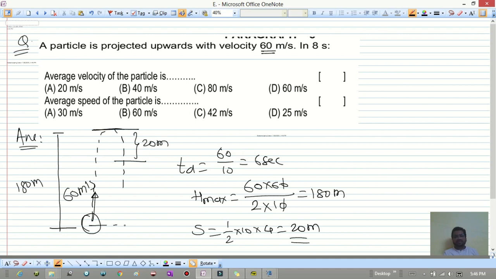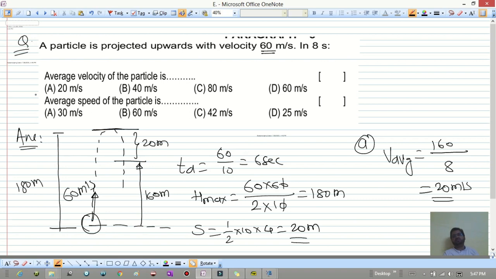So from the initial point we have to consider the displacement for average velocity. Displacement will be 180 minus 20, 160 meter. The first question they are asking is average velocity. V average is equal to the total displacement, 160 meter, divided by the total time required, 8. So you will get 20 meter per second as the answer for the first question.